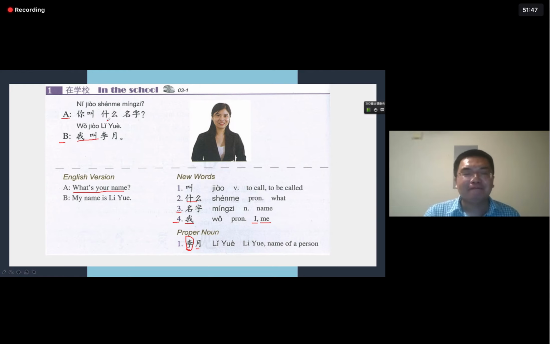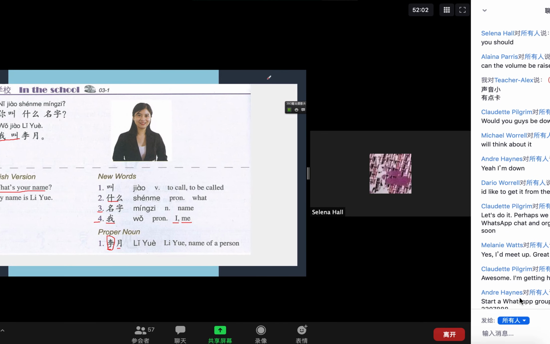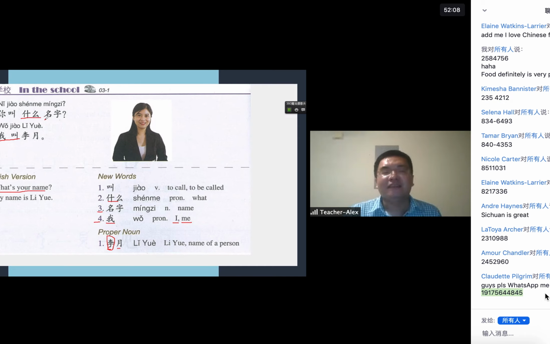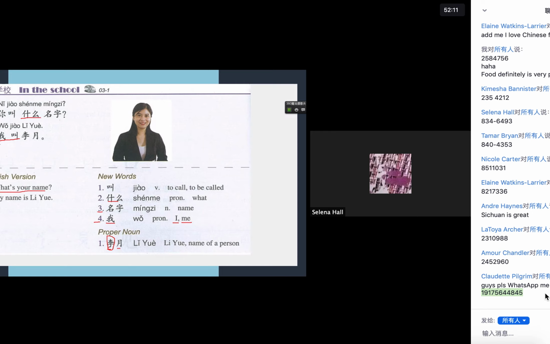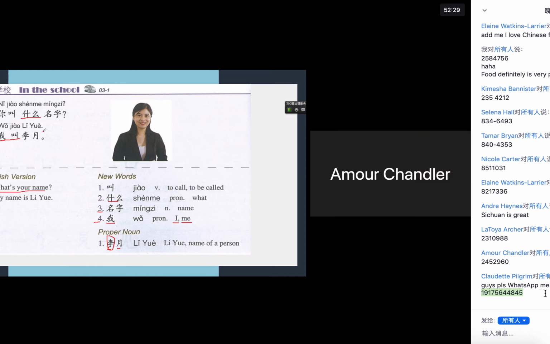你叫什么名字? 什么名字? 我叫李月. Okay, good. 我叫李月. Okay, any other volunteer about this dialogue?